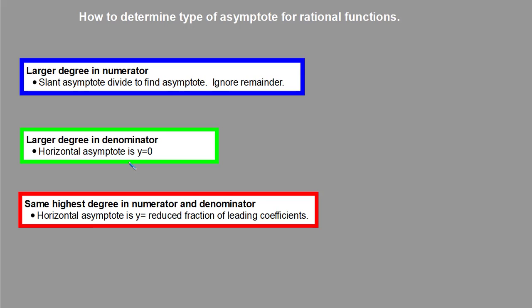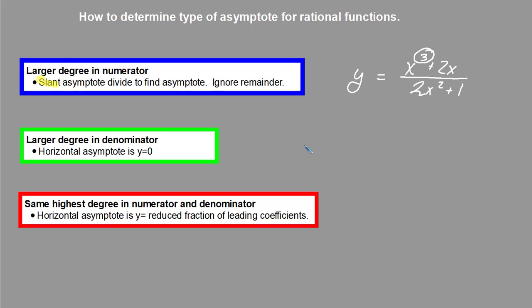So how you can determine which type of asymptote you'll have for your rational function is you have to determine where the higher power is. If the larger degree happens to be in the numerator, so that means it's in the top part of the fraction, like x cubed plus 2x divided by 2x squared plus 1, so my higher degree is in the numerator, then it is going to be a slant asymptote.